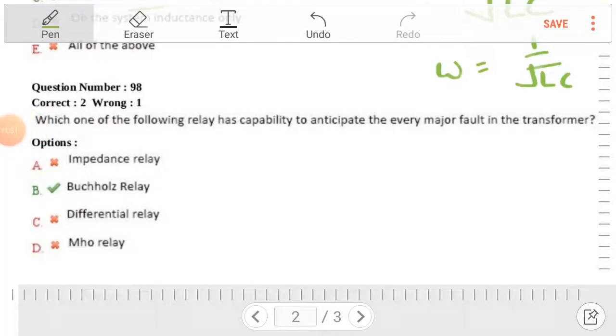Next one, which of the following relays has the capability to anticipate every major fault in the transformer? So the Buchholz relay has the capacity to anticipate every fault in the transformer.